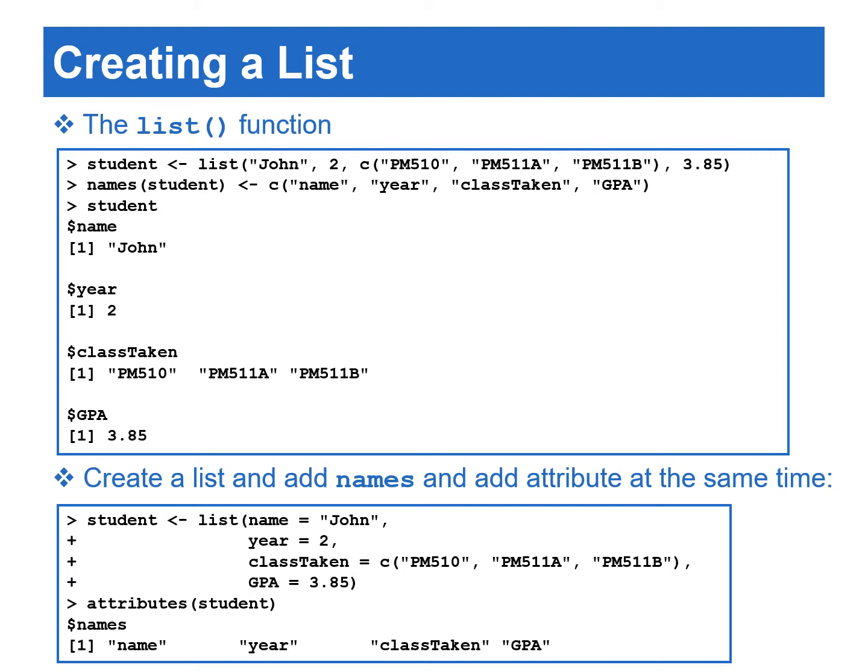In this newly created list, both name and class taken components are character vectors, but year and GPA are numeric vectors. When a list is printed, a $ sign is printed before the name of each component. Since both vectors and lists are linear, we can apply functions that are used for vectors to a list, such as names and length functions.